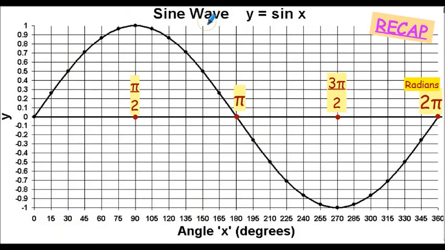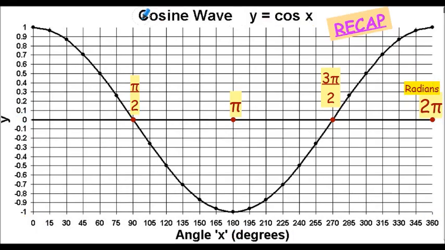This slide recaps the basic sine wave, y is equal to sine x, plotted between 0 and 360 degrees, and also between 0 and 2 pi radians. Again, we've reviewed radians in a previous presentation. Here's a recap of the cosine waveform, y is equal to cos x, again plotted between 0 and 360 degrees, and 0 to 2 pi radians.